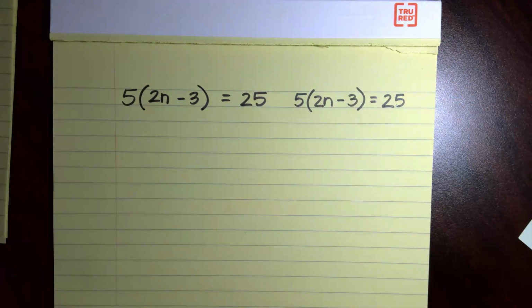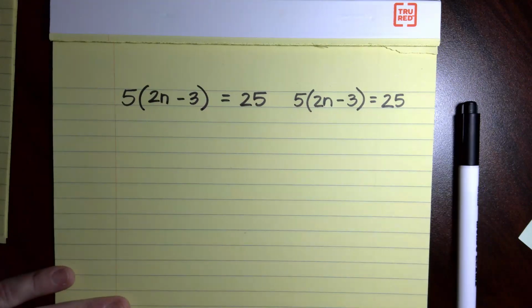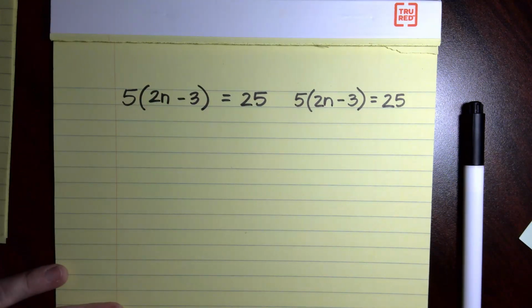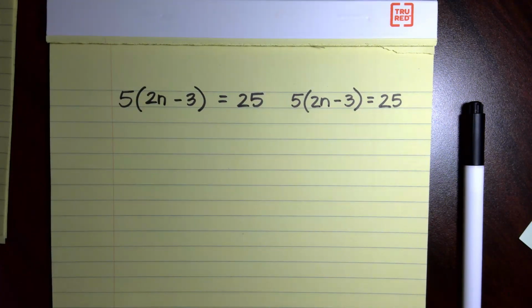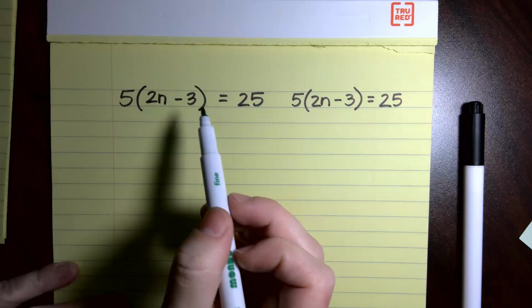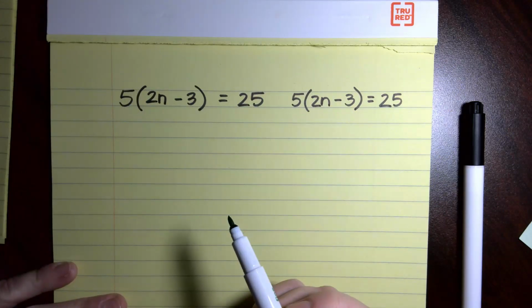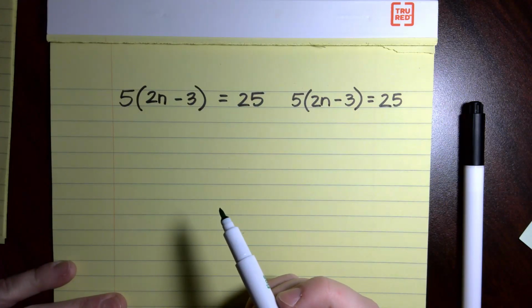I'm fine if you never do one of the ways. If you decide you want to distribute every time, do it. If you decide you want to divide every time, do it. I'm not going to be upset if you like one better. So if we're going to do the division, we automatically just divide the 5 because it's outside the parentheses.